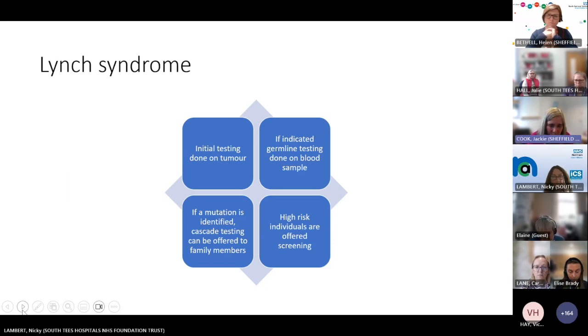And then once again, if we identify that, we can start to identify the affected family members, cascade test through the family, and offer those affected, the individuals who carry the fault, screening, which is usually colonoscopy every 2 years.